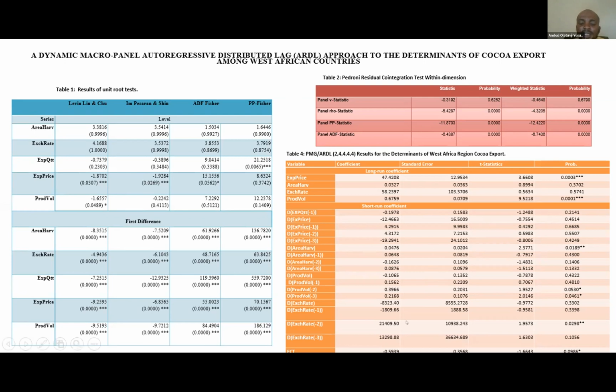You can see the ECM. The ECM is minus 0.5939. That is the speed of adjustment towards the long run equilibrium. And it has the correct negative sign, which means that our error correction model is okay.